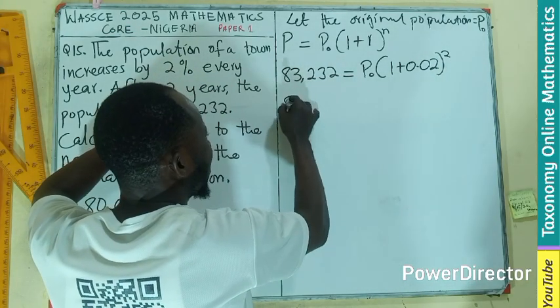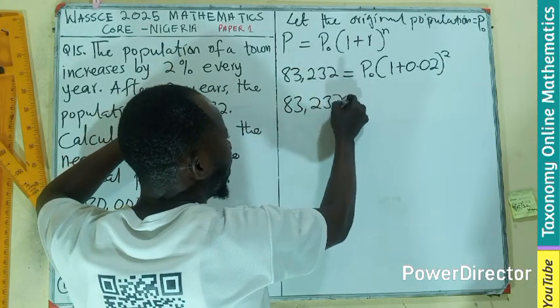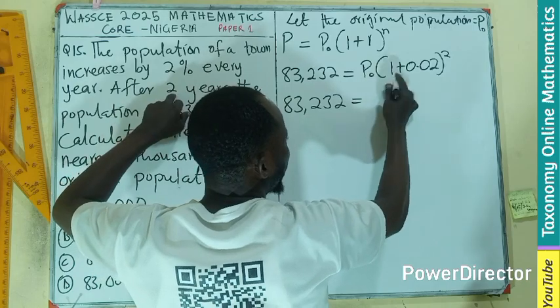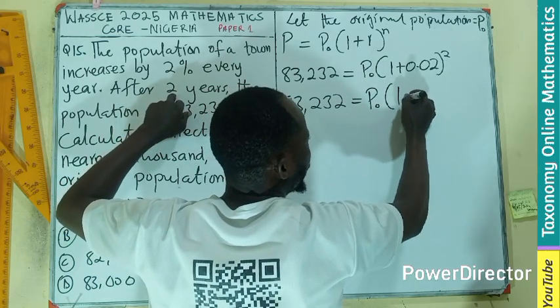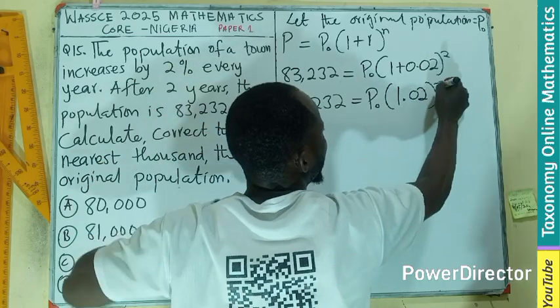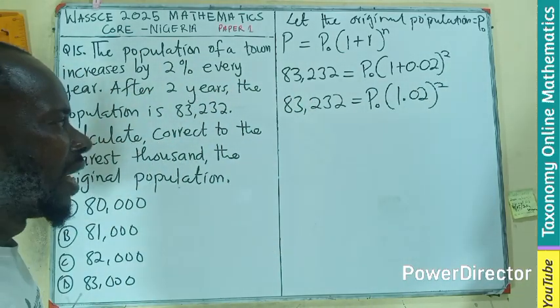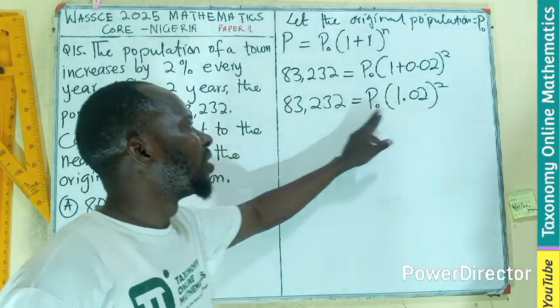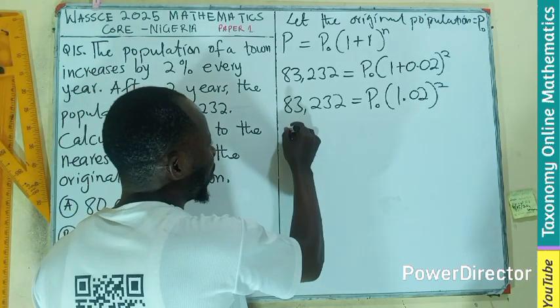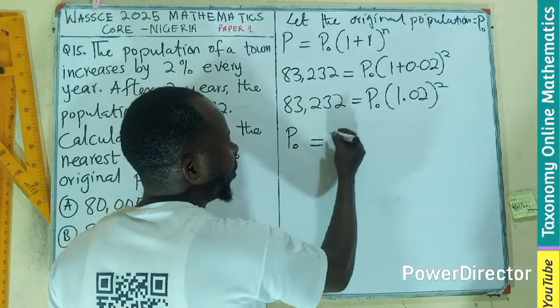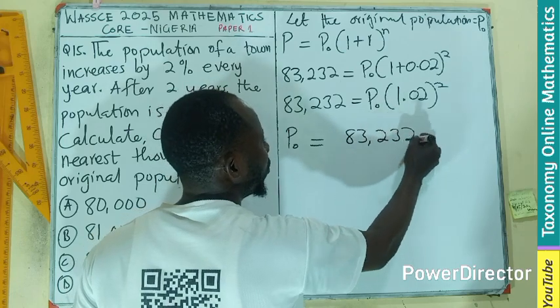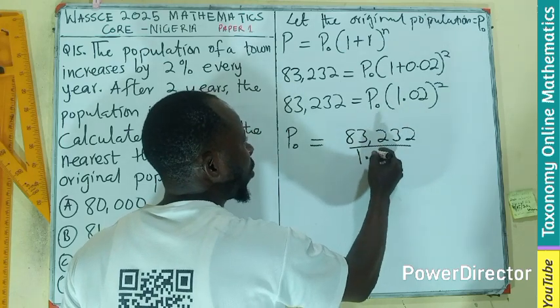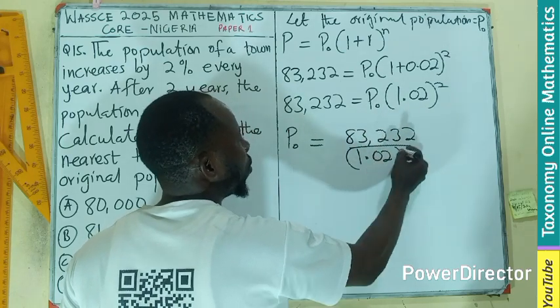So fast forward, 83,232 equals P naught multiplying 1.02 raised to the power 2. I think we can find the square of this and divide by that. So P naught will now be equal to 83,232 divided by 1.02 all squared.